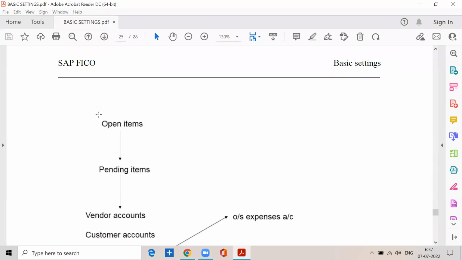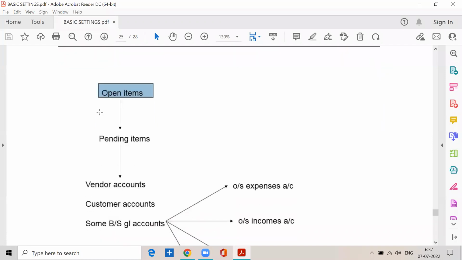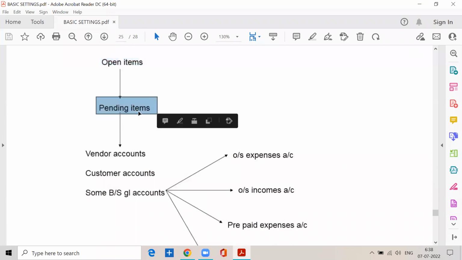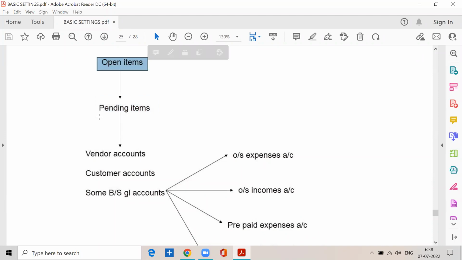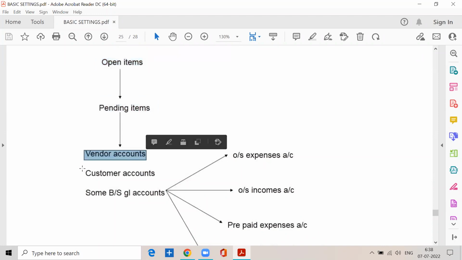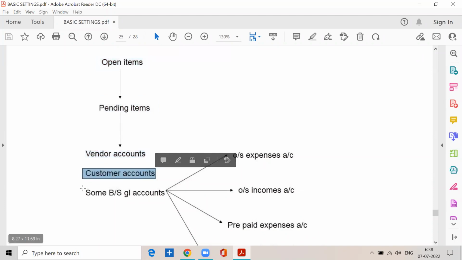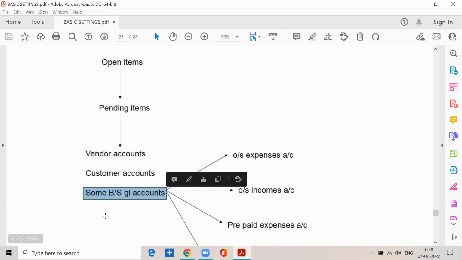which is called open items in SAP. Open items means pending items. The dictionary meaning of open is pending. This pending items concept is applicable to vendor accounts, customer accounts, and some balance sheet GL accounts.